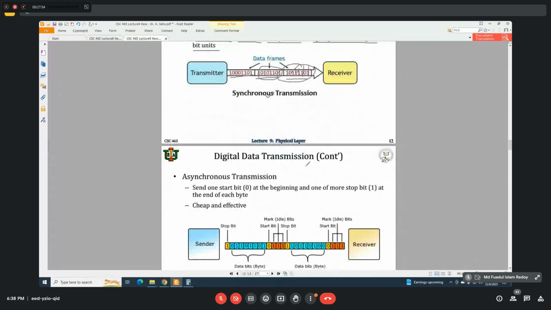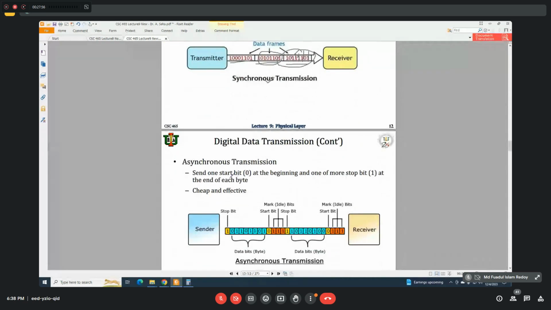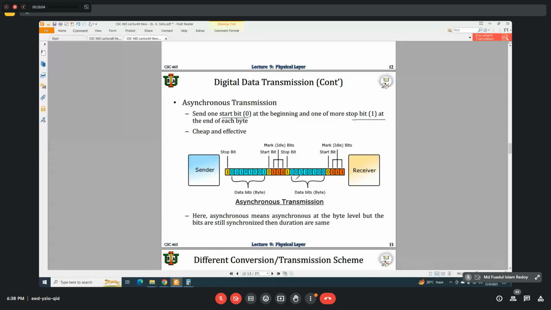So in the case of asynchronous transmission, what is happening is that it uses a start bit and a stop bit, and the data is in between them. You can see that three types of bits have been used here. One is the idle bits, represented with 1s. That is kind of a pause, you can think of it like that.